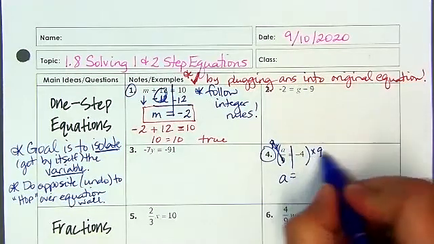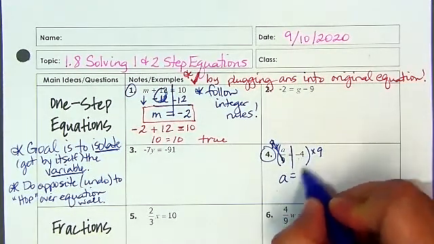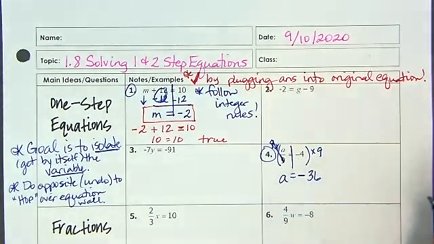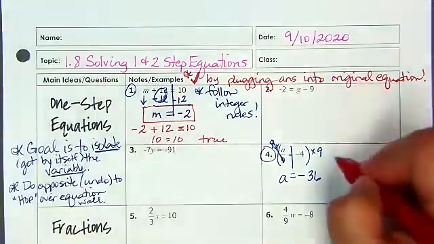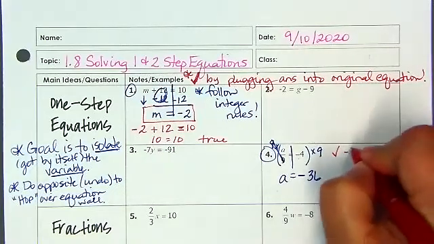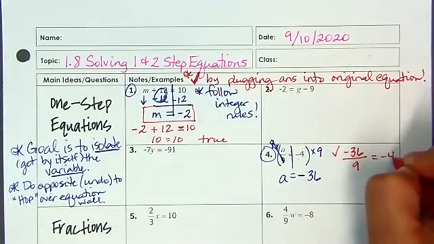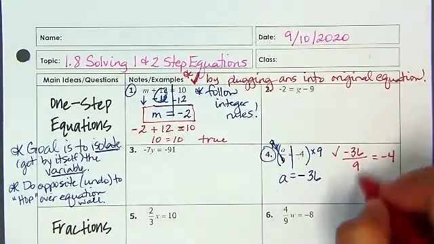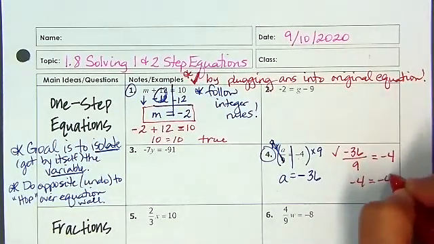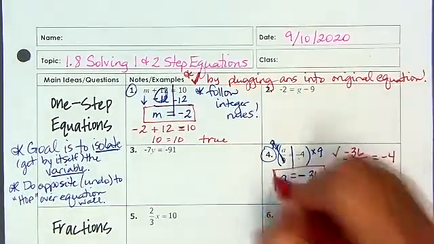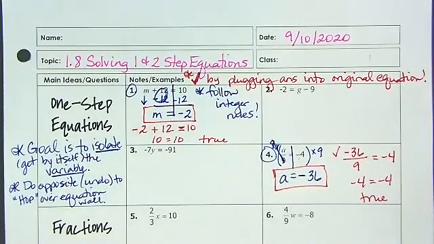Equals, now follow integer rules. Negative times a positive gives me a negative answer. 4 times 9 is 36, so my answer is negative 36. Check, so I'm going to have negative 36 divided by 9, and I want to see if it makes a true statement. Negative 36 divided by 9 is negative 4 equals negative 4. This is true, so this is my final answer. Okay, moving right along.